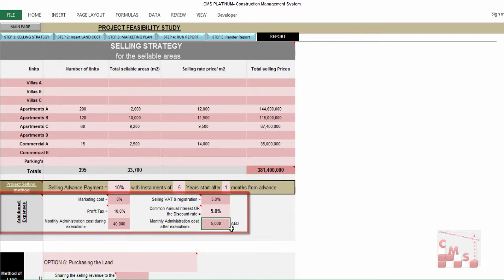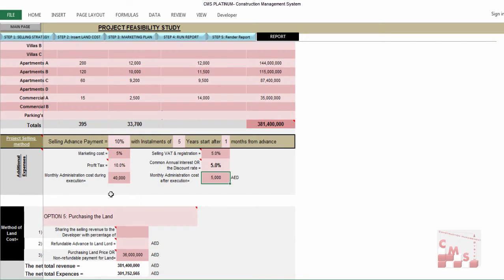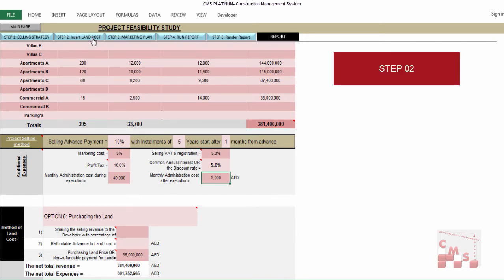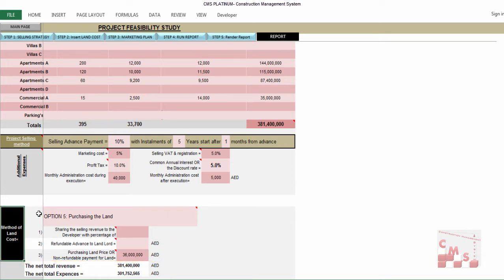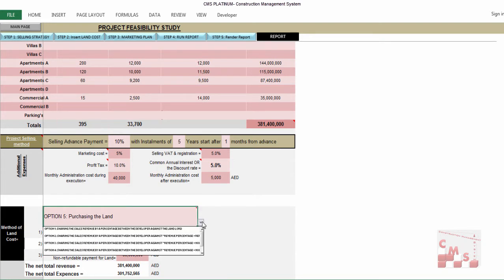arranging for the receiving finance. One of the other important expenses is the land cost. Normally, as a developer, when you are going to make a construction, of course you need a land to set up your project there. Either you will purchase this land, or you will share this land with a landlord. There are some types of sharing between you and the landlord. We already summarized them here in CMS.